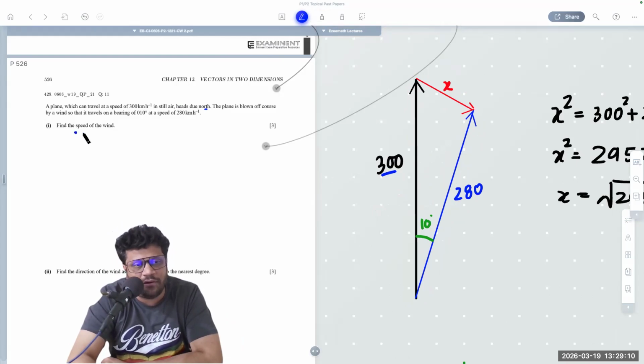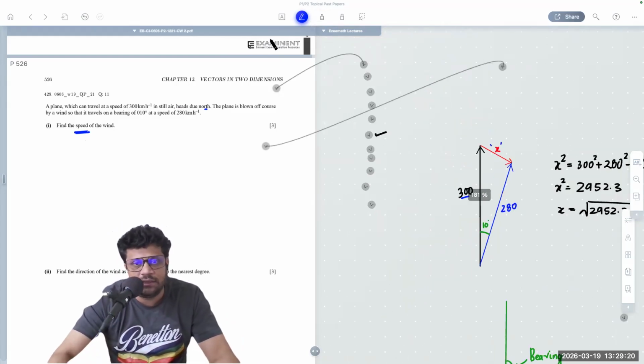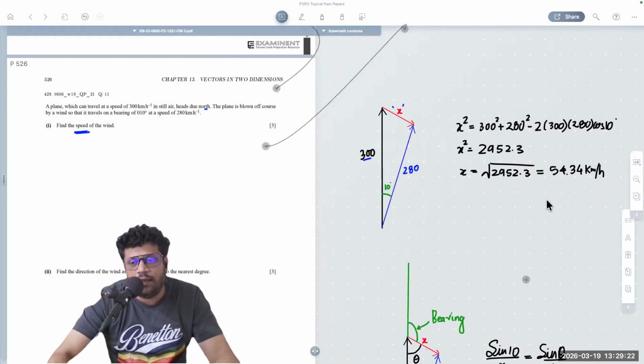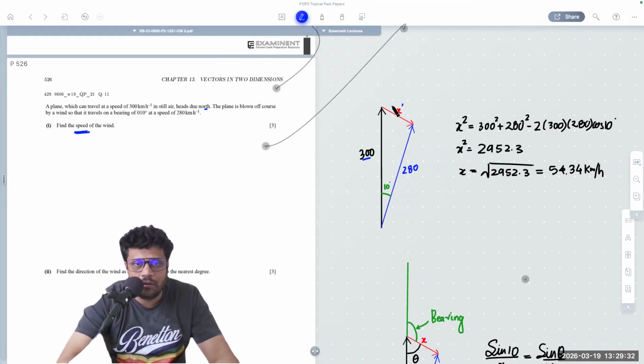Now, if they want me to find out the speed of the wind, I know there is a triangle out here. I can use cosine rule to find out the value of x, the speed of the wind. And that's what I do. X square equals 300 square plus 280 square minus 2 times 300 times 280, like I told you, if there is x you're trying to find, it should be the cos of the angle opposite to that x. There's 10 degrees out here, that's the bearing. The speed of the wind comes out to be 54.34 kilometers per hour.